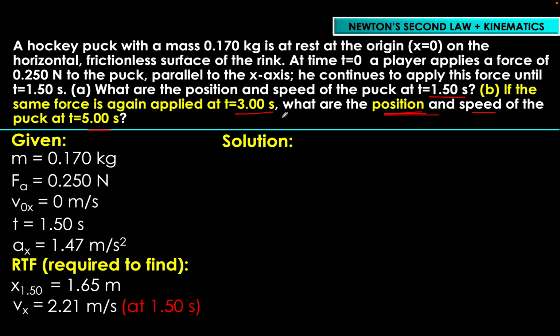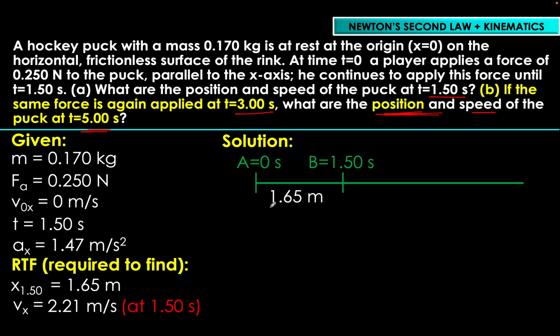But we have to take that into consideration because we're asking for position, or where the hockey puck is after 5 seconds specifically, right? So to visualize the problem, let's think of this line as the entire path of our hockey puck. And there are important points to take note of because something happened at those points based on the information that we know. So at point A, we consider this as 0 seconds. And up to point B, we have 1.50 seconds. And this entire trip covered 1.65 meters based on our part A solution.